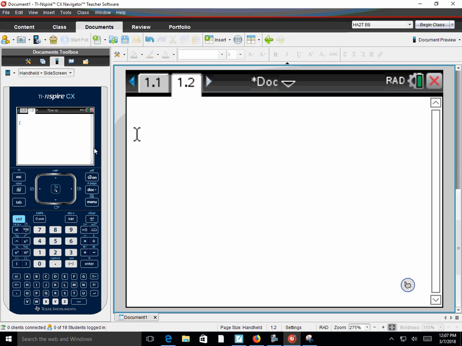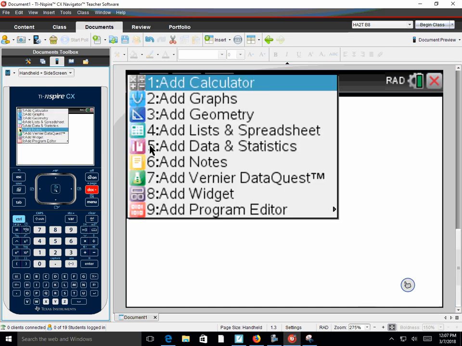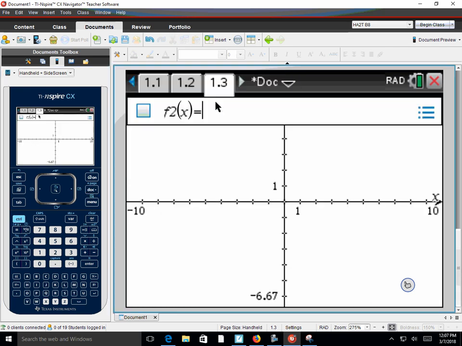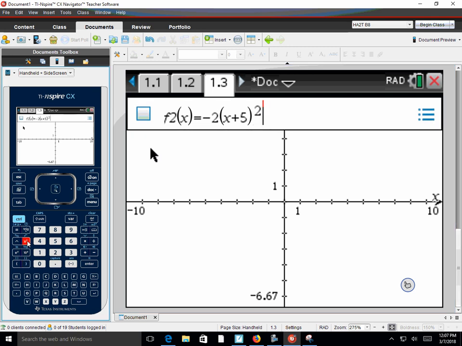All right, let's add another graphs page so we can compare this to another one. Let's get a graphs page. So let's try this one. Let's say -2 times x plus 5, but this time I want to square it, x plus 5 quantity squared. What is going to be the 0 or zeros for this polynomial?